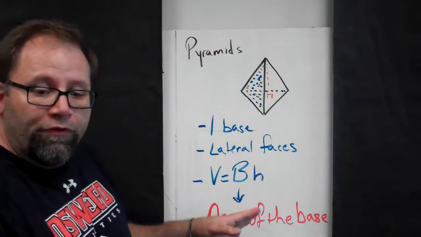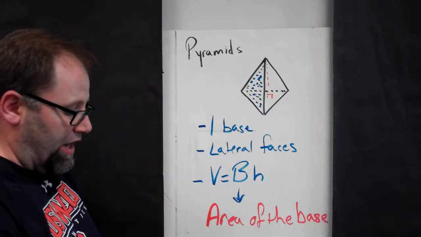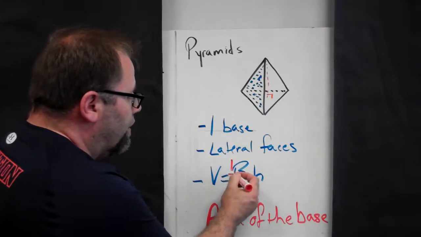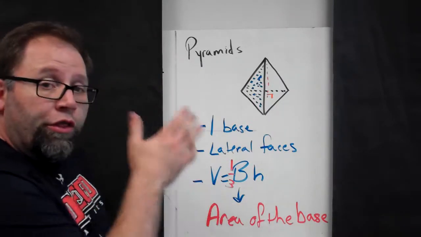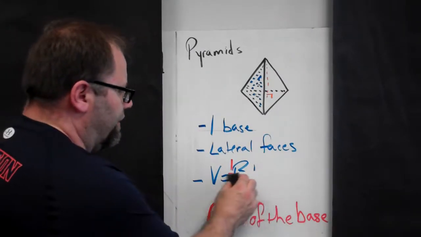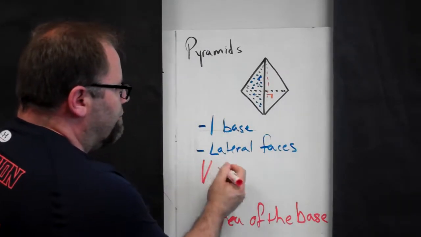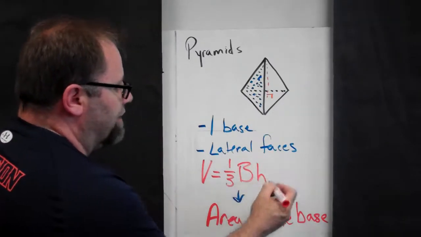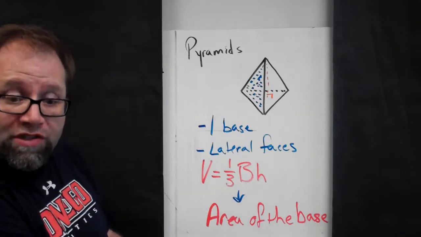We have a volume for finding this. The volume is similar to base times height, but instead what we're going to be doing is 1/3. Volume will be 1/3 base times height. Maybe I'll rewrite this so you can see it a little clearer. So the volume of a pyramid is 1/3 big B times H. And then that big B is the area of the base, whatever the base is.